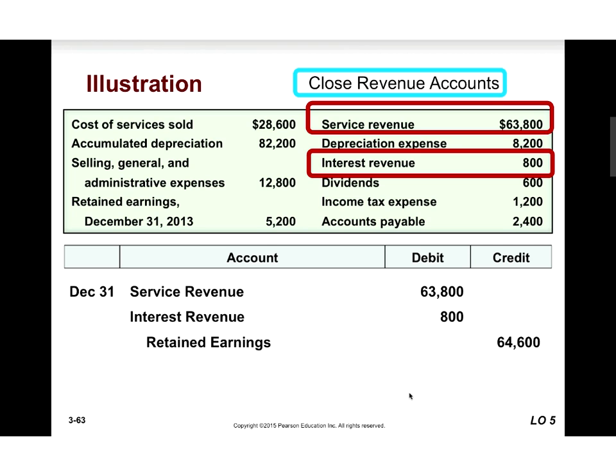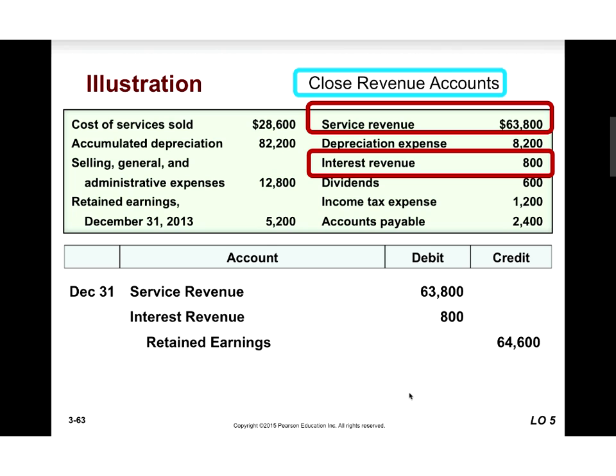Closing entries never, ever, ever affect cash. Cash has nothing to do with the closing entry. If you're reading a multiple choice question about what the closing entry is and there's cash in it, you can cross that option off right away. Cash will never be in a closing entry. We are simply taking our temporary accounts and making them all 0.